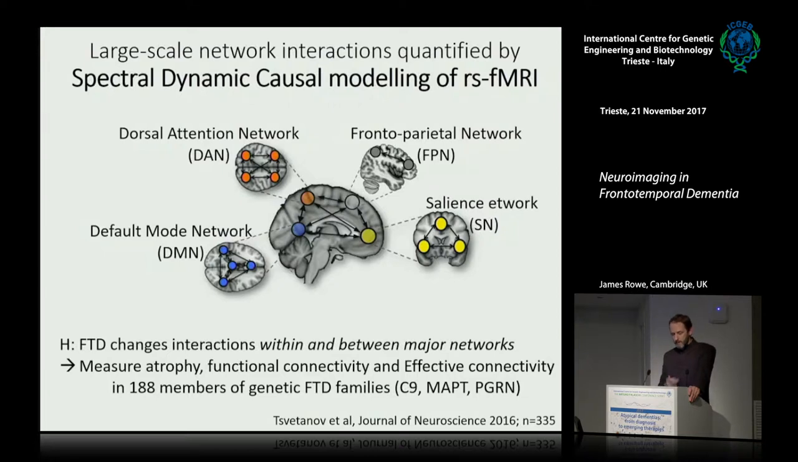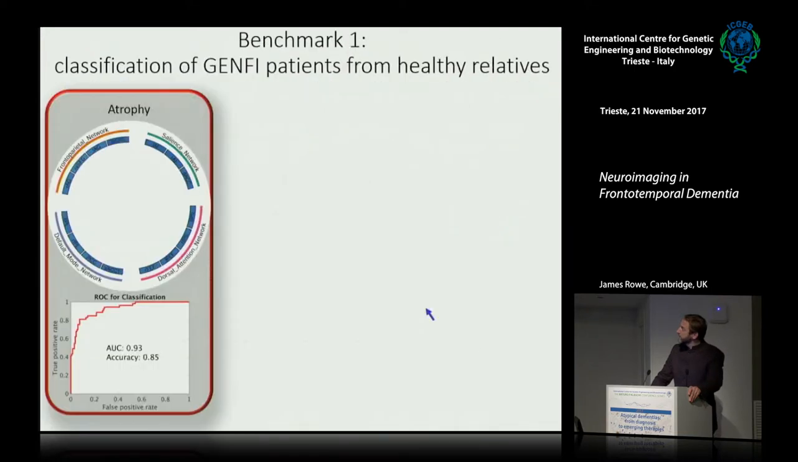data as yet unpublished from the GenFI study. This is, for those that don't know, an international consortium which now has 700 people, healthy people and patients from families with monogenic FTD. We're looking at the first data release data.